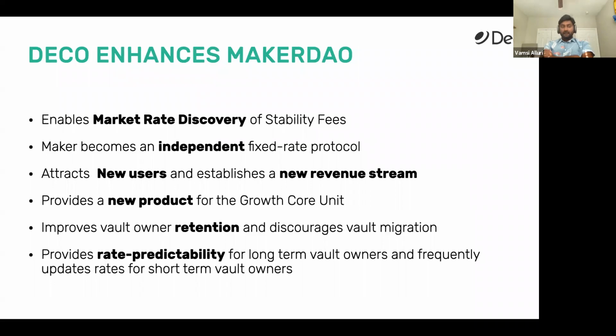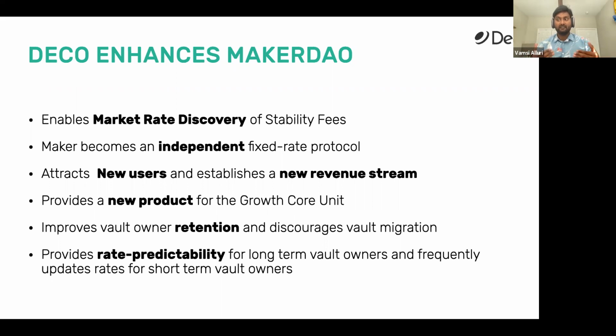So the topic of the day, Deco. This is, I'd say, our big pitch. Deco is a native solution that we are proposing for Maker, and so that's why it's an integration proposal as well as a core unit that's coming on board to manage it on behalf of Maker. So the big idea here is that compared to everything else, Deco is the one that's tokenizing the stability fee. It's creating a token, and we'd say the very big advantage for that is market rate discovery.